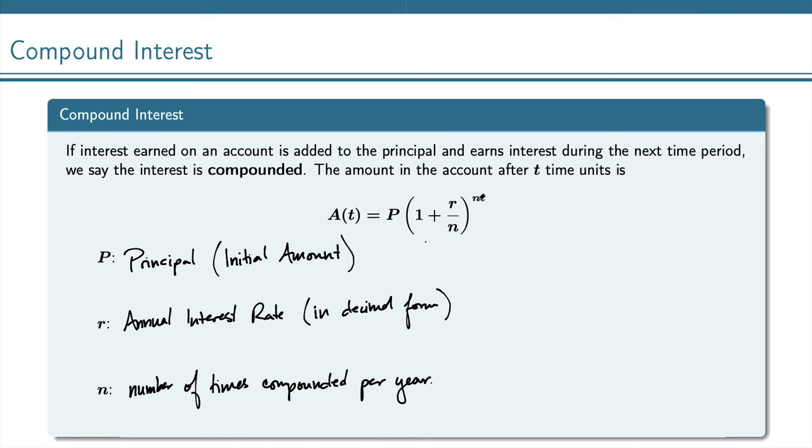Then we raise it to the n times t. T, of course, is time, and this is years, almost always, especially if we're talking about the annual interest rate. And this nt just says, well, if I have t years, then n times t is the total number of times that I'm compounding. So I've got this multiplication factor, which adds the interest to it, and I do it this many times, n times t over t years. So there's our formula for compound interest.